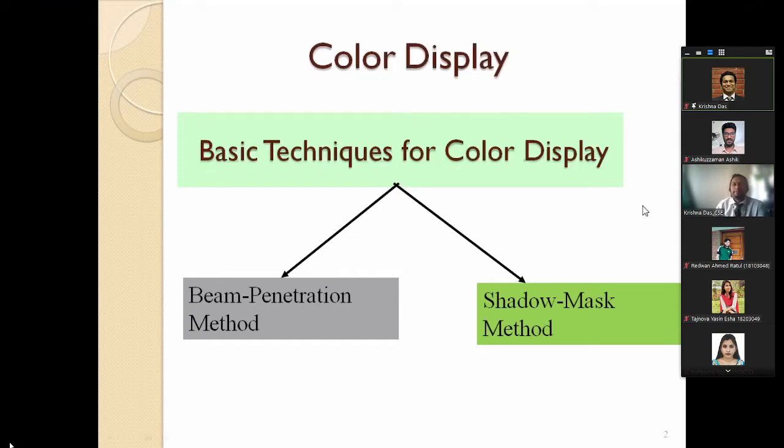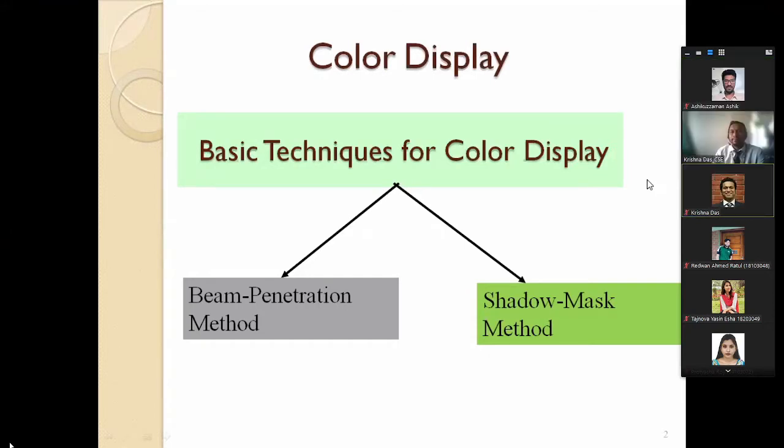Anyone can remember? Shadow mask. That, sir, beam penetration for raster graphics? And shadow mask is for vector graphics. Yes, sir. Okay, that is exactly opposite.